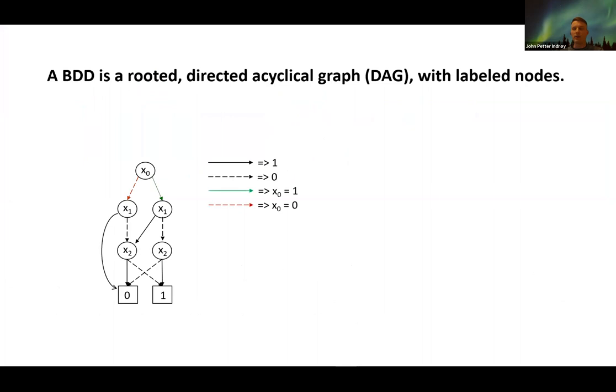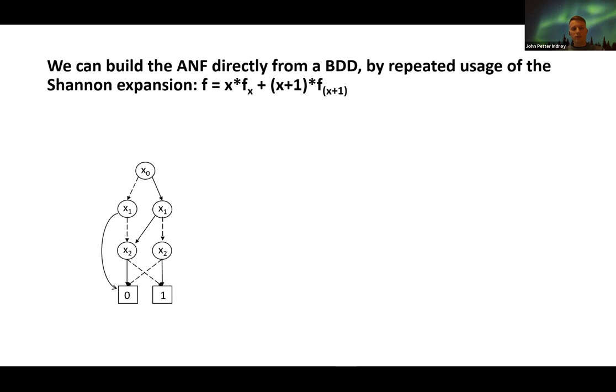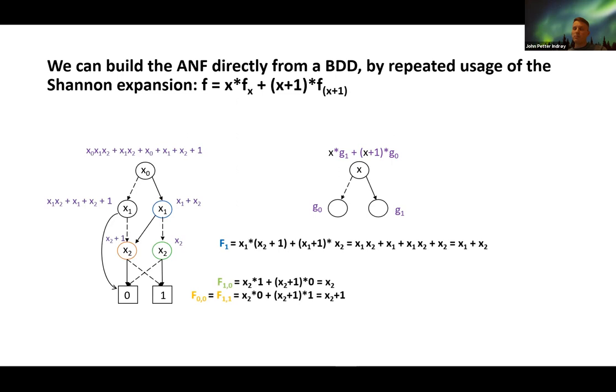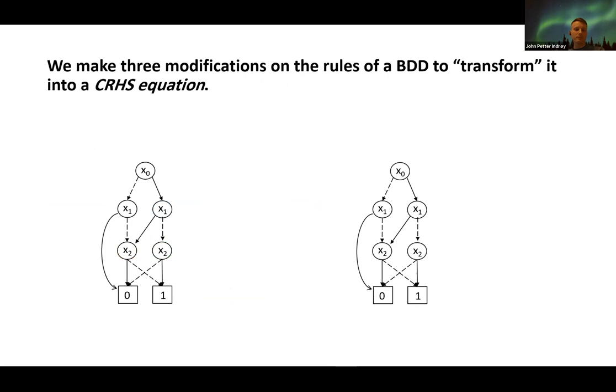BDDs and Boolean polynomials are connected. You can build a BDD based on the ANF of the associated Boolean polynomial, or vice versa, build the ANF from a BDD. And you do this through the use of Shannon expansion. On the right-hand side here, you see the relation between a parent node and a child node in terms of Shannon expansion. And then we gave an example of this small BDD. The ANF associated with the root node is the polynomial associated with the BDD.